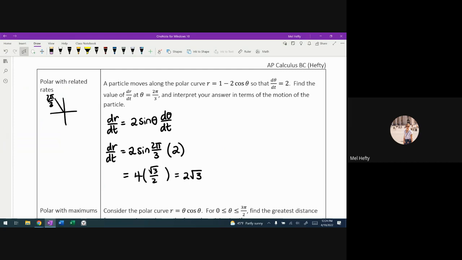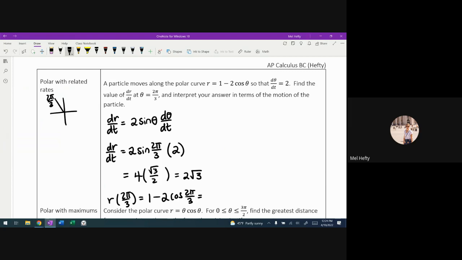So my temptation right here would be to say that interpreting my answer, the radius is increasing, but remember that radius can be negative. So a negative radius that's increasing is actually kind of approaching the pole. So we do want to check and see what the value of r is at 2 pi over 3. Let's just do that real quick. That's 1 minus 2 cosine of 2 pi over 3.